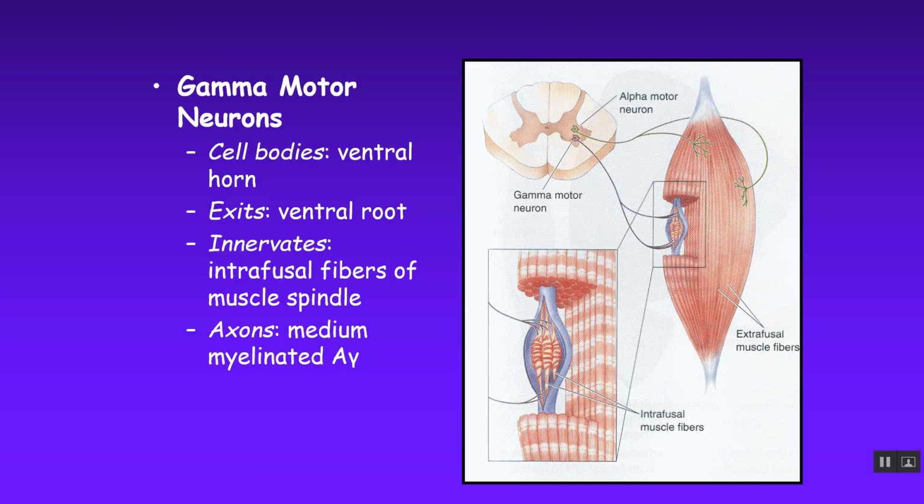Gamma motor neurons, the cell bodies are also in the ventral horn. They're right next to the alpha motor neurons because they contract at the same time. They exit the ventral root just like the alpha motor neurons, and they innervate intrafusal muscle spindle fibers, so little muscle fibers on each end of the muscle spindle. And they're a little slower, and they're medium myelinated A gammas. So an A gamma, so a gamma motor neuron. That's the type of axon classification.